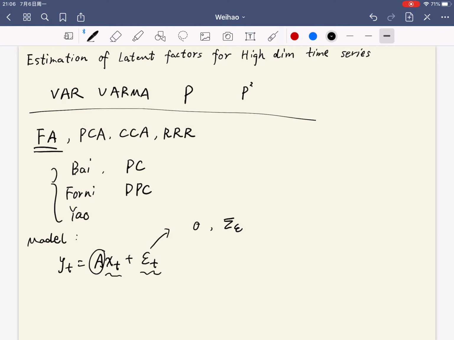The problem for the factor model is that we only observe y_t at n time points. Both the factor loading A and the low-dimensional factor process are unobserved. We need to estimate both A and x_t.